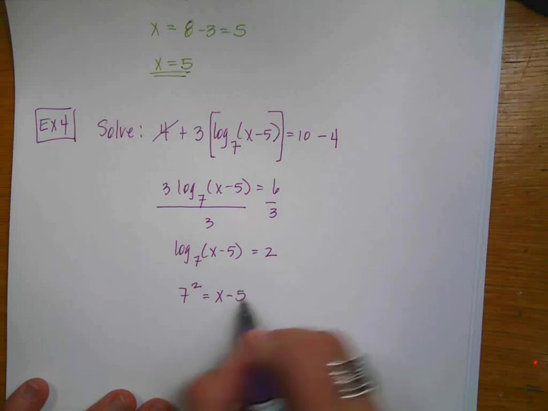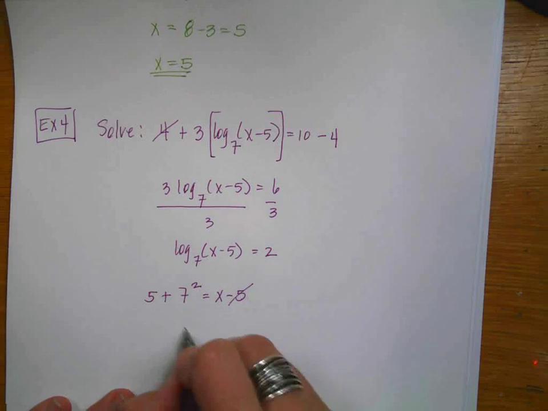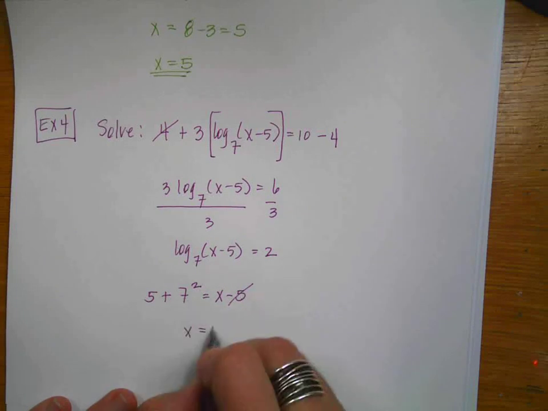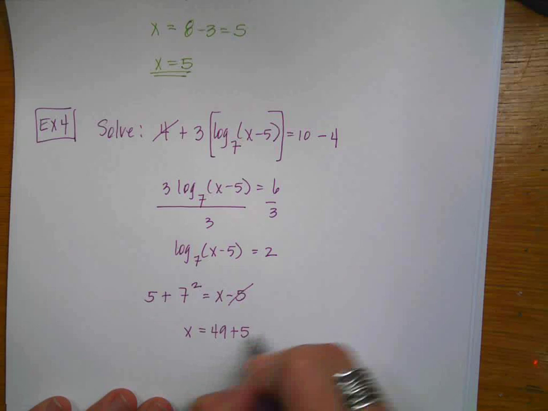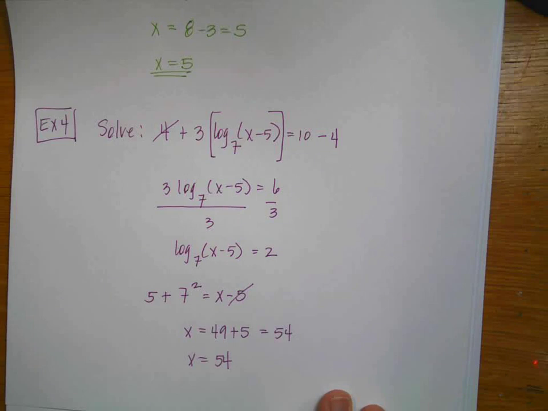The last thing is to move the 5 to the other side, so I'm going to add 5. And so I get x is equal to 7 squared, which is 49, plus 5 is going to be 54. And so I get x is equal to 54.